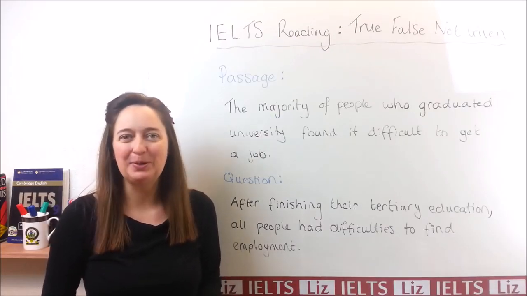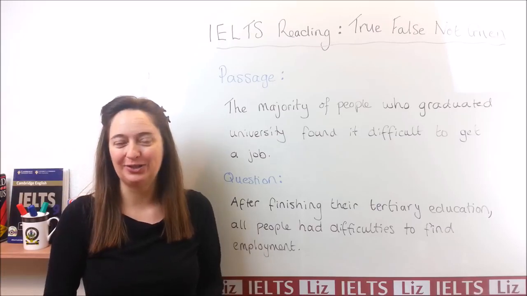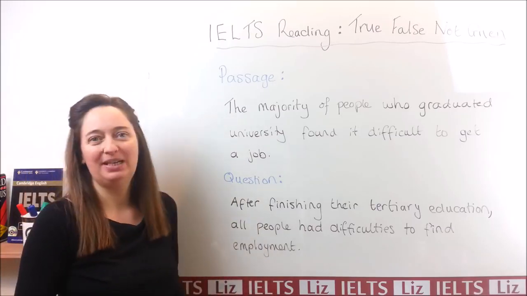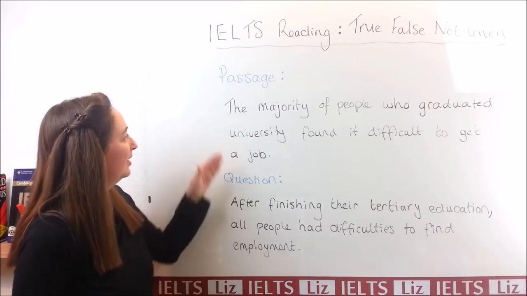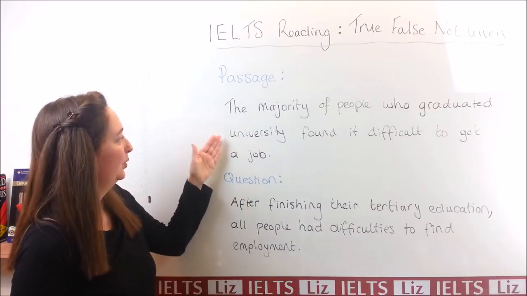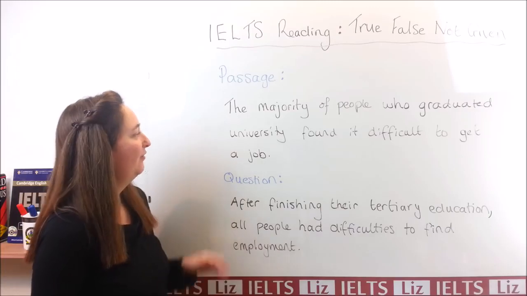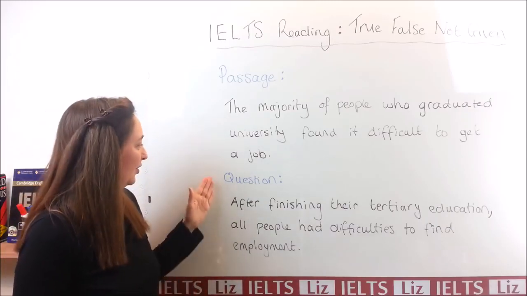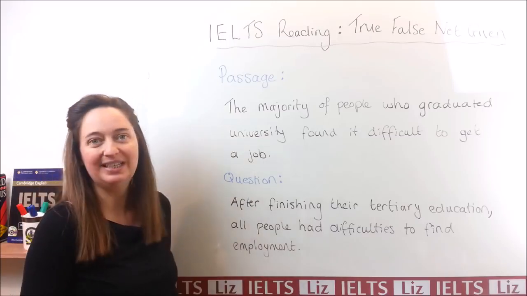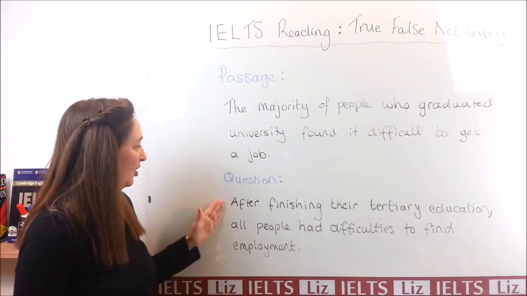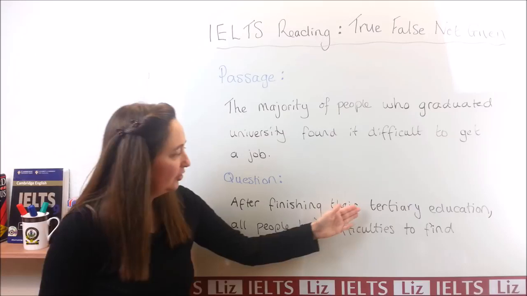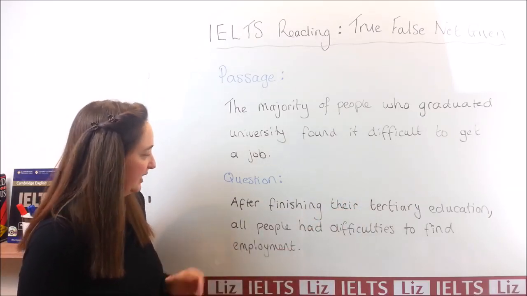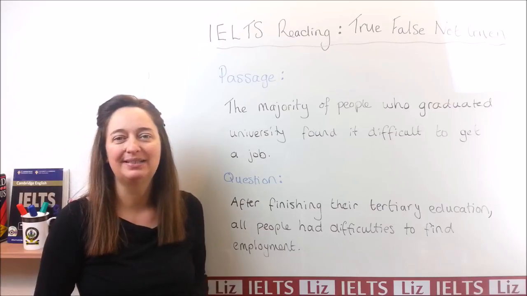Here is a typical example of a question for true, false, not given. This is the information in the reading passage. The majority of people who graduated university found it difficult to get a job. And the question, the statement in the question, is: after finishing their tertiary education, all people had difficulties to find employment.